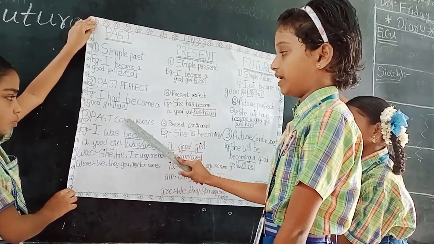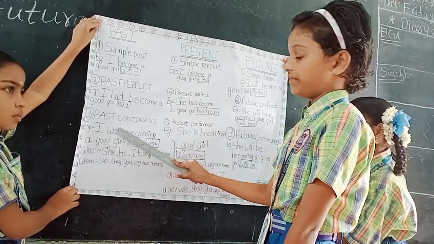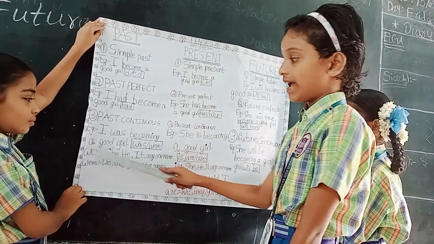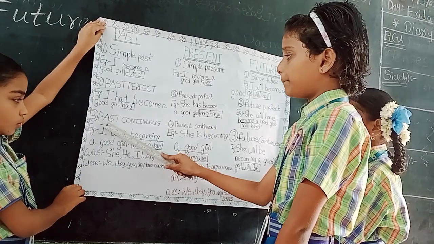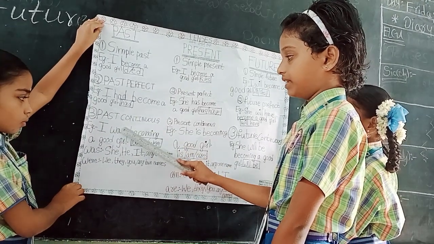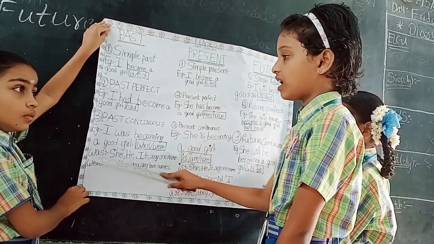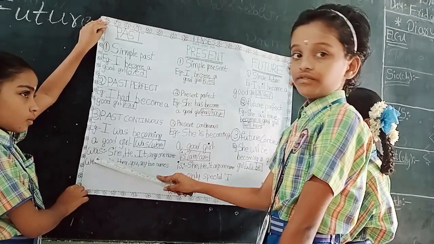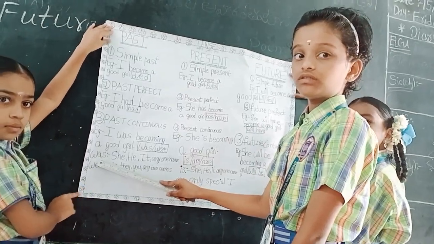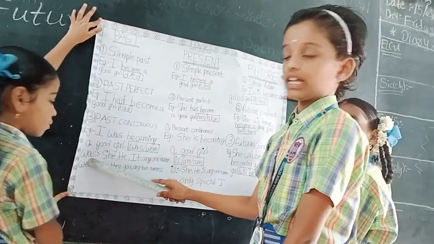Past continuous example is I was becoming a good girl. Examples are was, were. Was, were are examples for past continuous helping verbs.